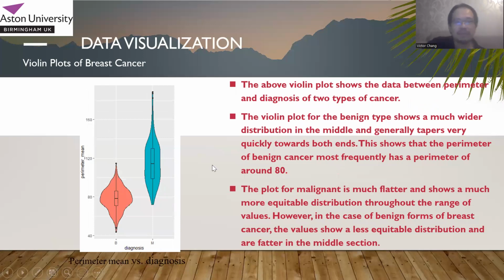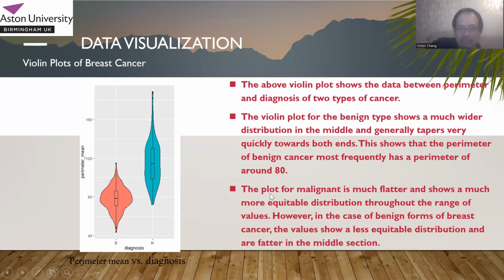And then we look at the violin plot to show the data between the parameters and diagnosis of the two types of cancer. The violin plot for the benign type shows a much wider distribution in the middle. As you can see, there is a much wider distribution in the middle, whereas the plot tapers very quickly towards both ends for the malignant, because you then go to a sharp end. Of course, there is also that in the benign, but it's more obvious on the malignant side.